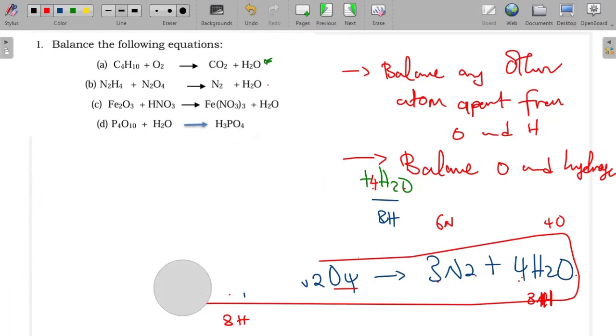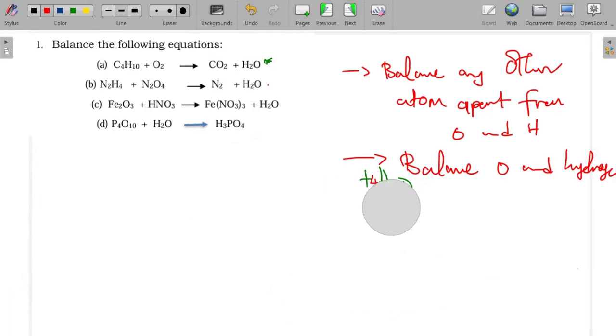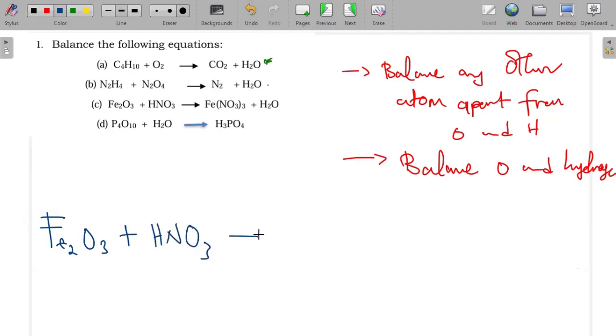So those special groups are called radicals. So it's better when you're balancing the radicals, you just consider the whole radical as one molecule rather than considering them as individual atoms. Okay? Because you're going to get in trouble. So here we have Fe2O3 plus HNO3, and this gives me Fe(NO3)3 plus H2O.